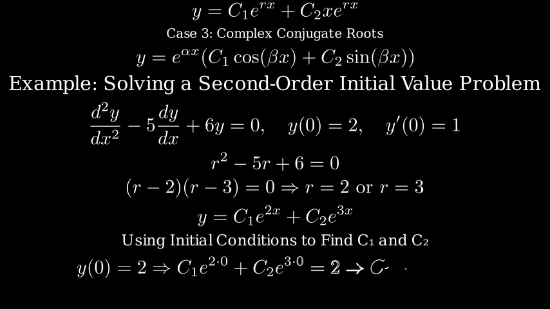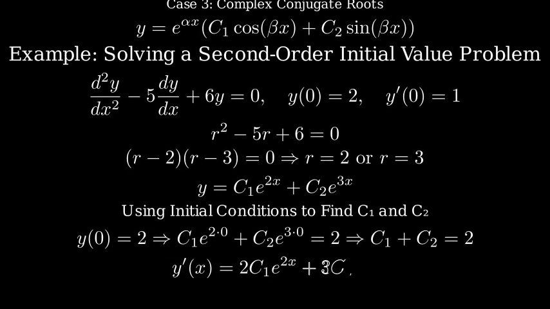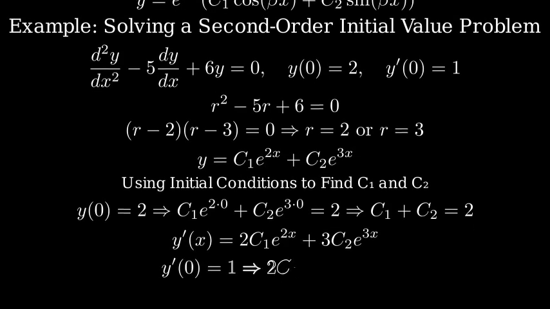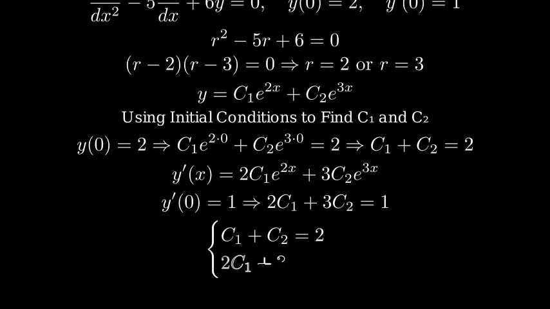Next, we find y'(x), which equals 2·c1·e^(2x) plus 3·c2·e^(3x). Using y'(0) equals 1, we get 2·c1 plus 3·c2 equals 1. So we have the system of equations, c1 plus c2 equals 2, and 2·c1 plus 3·c2 equals 1. Solving this system, we find that c1 equals 5, and c2 equals negative 3.